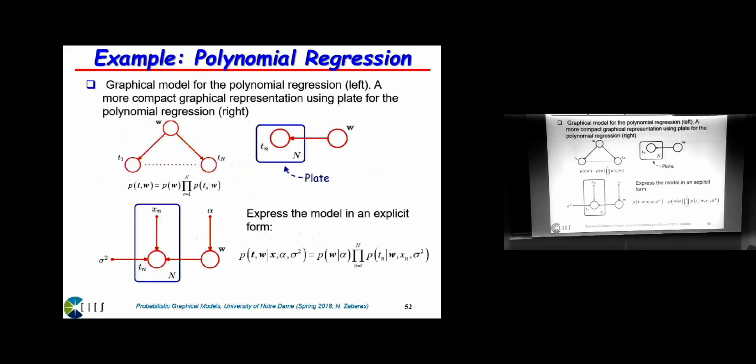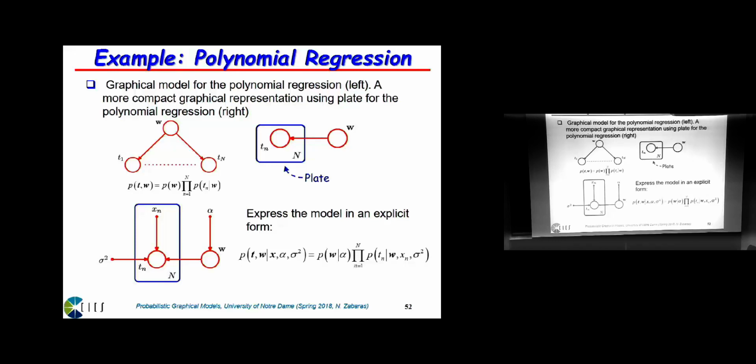So this is how the regression model looks in the standard sense. All right, these are the observations t. The parameters w are unknown. All right, so for every given x that the graph doesn't show, and I emphasize this, I need to know what w is. So t1 depends on w, t2 depends on w. So this is the graphical representation. In a plate form, it becomes trivial.